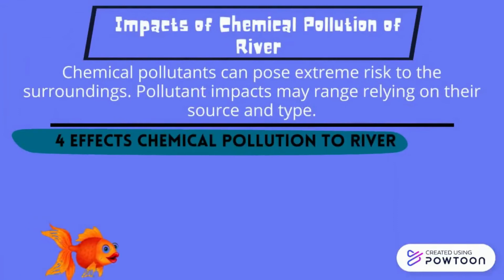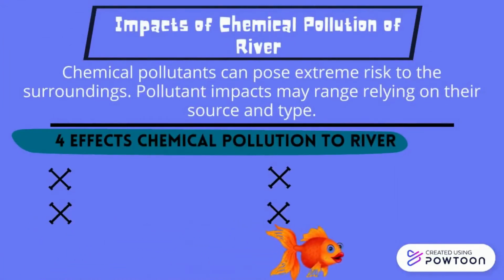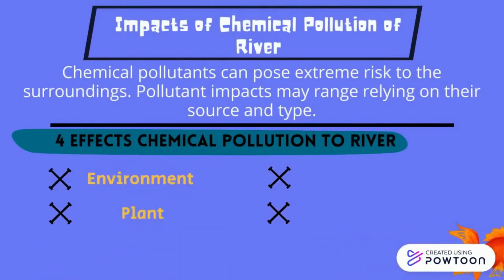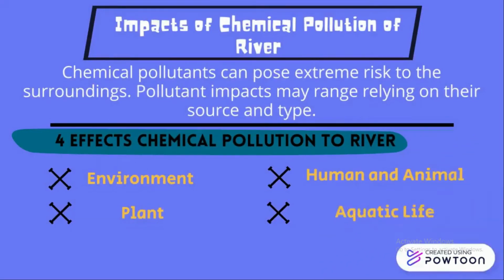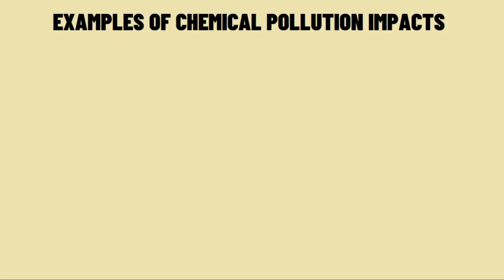Chemical pollutants can pose extreme risks to the surroundings. Pollutant impacts may range depending on their source and type. Chemical pollution can affect the environment, plants, humans, animals, and aquatic life.